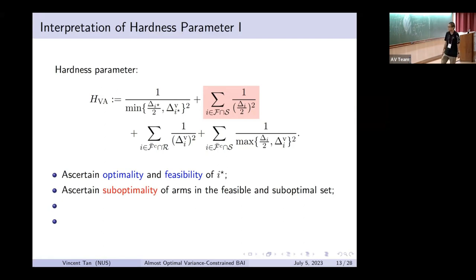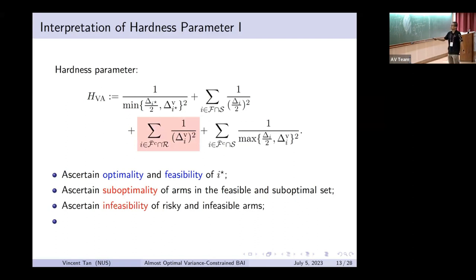Best arm, best feasible arm. The third one is the risky and infeasible arms. This R risky, F complement is infeasible, as we need to ascertain infeasibility of the risky and infeasible arms. Now, because they are infeasible, we need to ascertain infeasibility. That involves the variance gap squared. So we need to pull that this number of times.